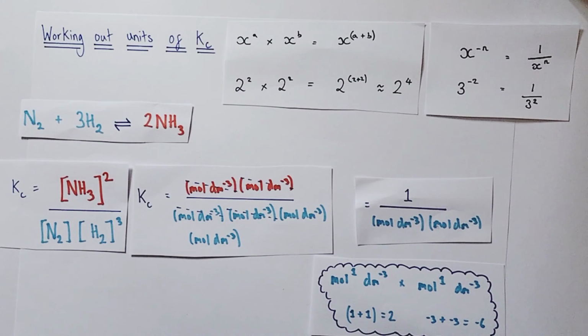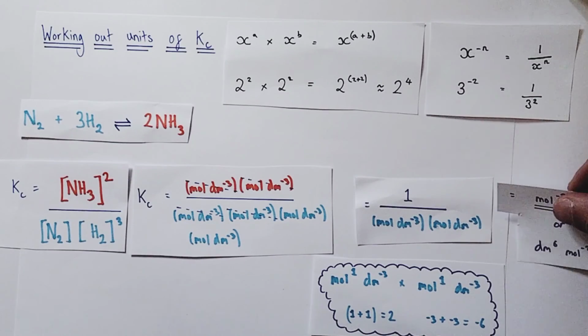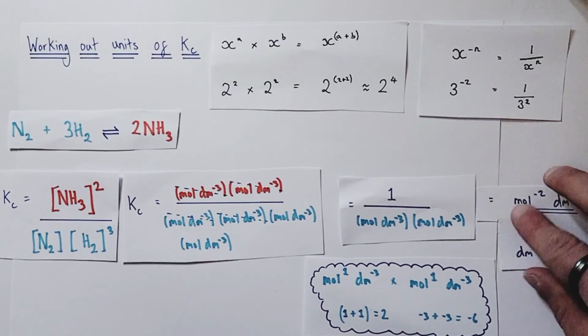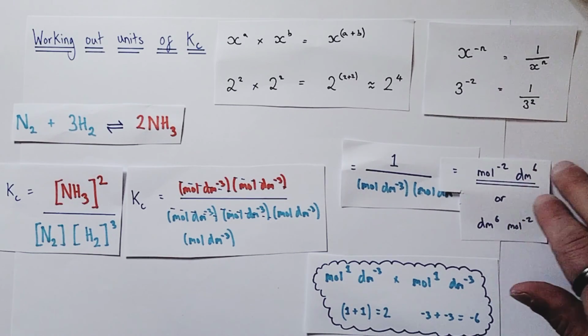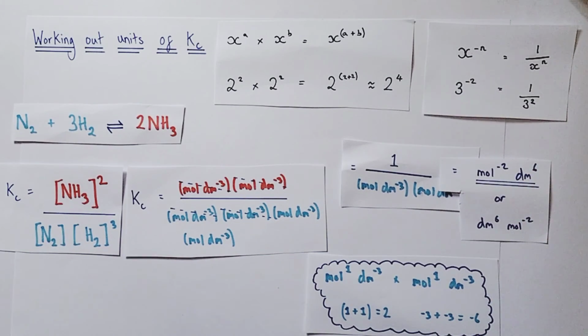And the reciprocal form of that, flipping the sign for the mole and the dm unit, would be mole to the minus 2 dm6. And that is our final unit recorded. And of course you can write it the other way around. That's perfectly legitimate to write dm6 mole minus 2. They are identical units. So that is a summary of how to determine Kc expressions and their units, fully explained with a little bit of math thrown in for good measure.